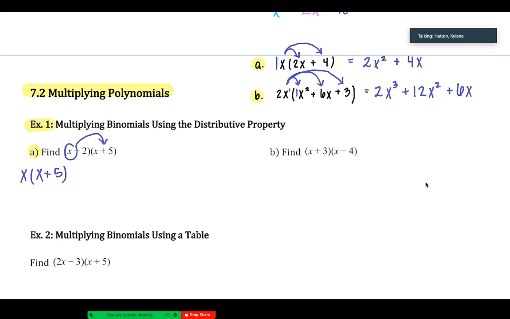And then now we're going to take the second term in the first parentheses, and we're going to distribute that by the second parentheses as well. So we're going to take positive 2 and distribute that by the second parentheses. So plus 2 times x plus 5.